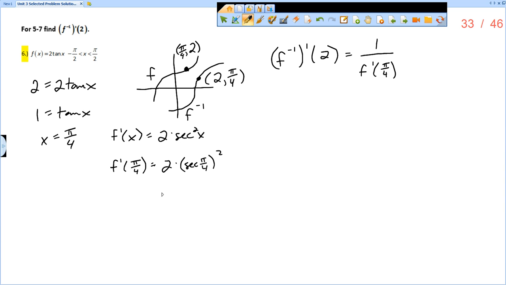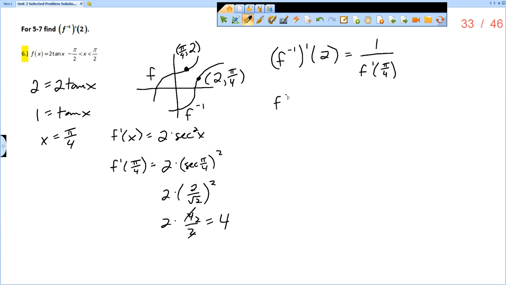So what is the secant of pi over 4? Remember, secant is the reciprocal of cosine. The cosine of pi over 4 is root 2 over 2, so this would be 2 over root 2. And of course, if I square this, I get 4 over 2, and so that reduces to 2. So 2 times 2 is 4. And so f prime of pi over 4 is 4.